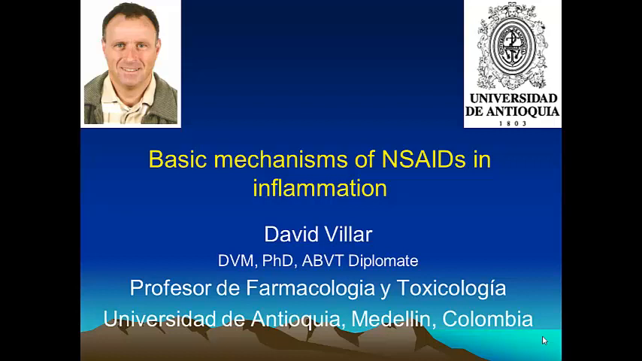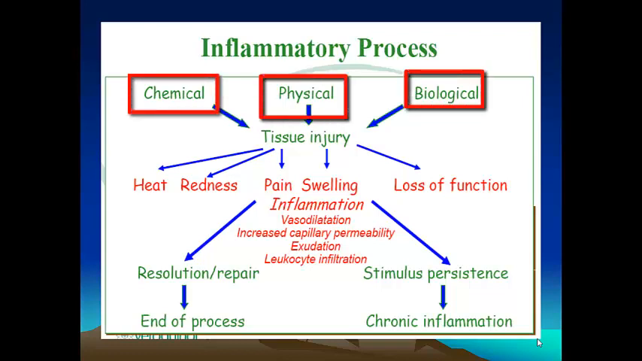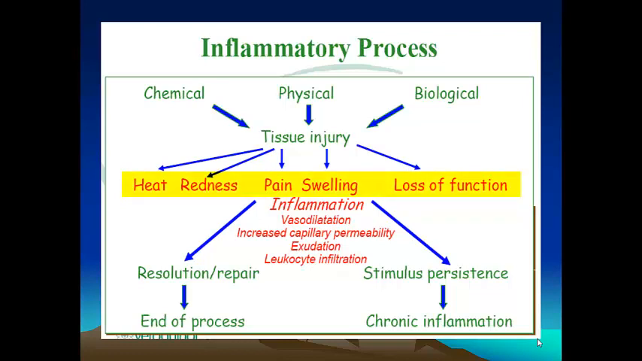If we start with this simple scheme of an inflammatory process, we could say that an inflammation is basically a non-specific response of the organism when it's challenged with either a chemical, physical, or biological harmful stimulus that will cause tissue injury. So it's just the response of the body against any of these insults. And as you can see here, the five cardinal signs which are typical of the inflammation are heat, redness, pain, swelling or edema, and loss of function.